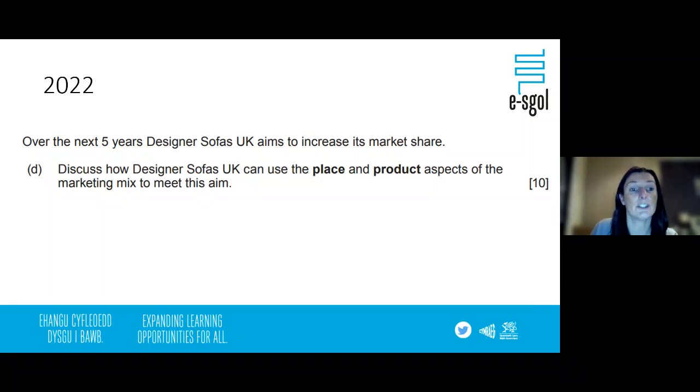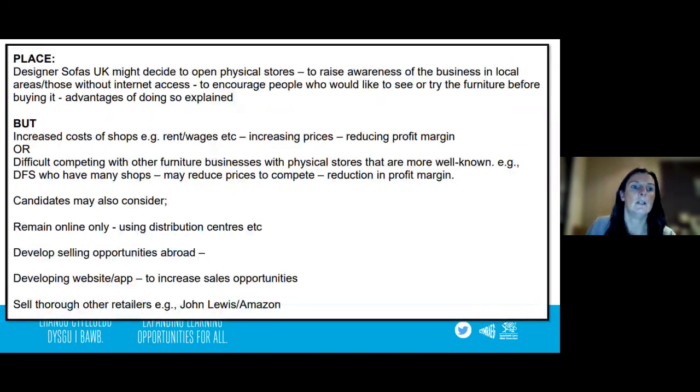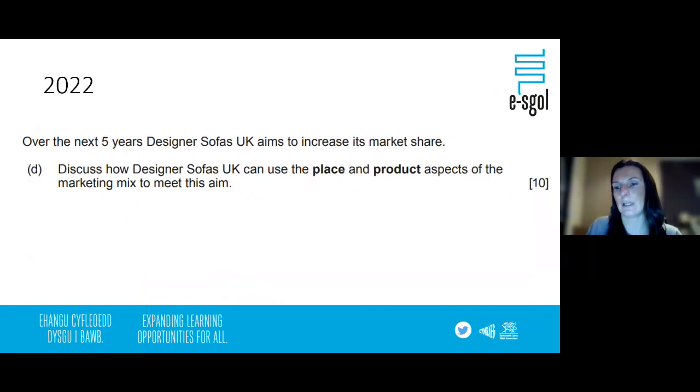So coming back to Designer Sofas UK, and this aims to increase its market share. So discuss how Designer Sofas UK can use the place and product aspect of the marketing mix to meet this aim. So you're looking at a 10-mark question here. So you're looking at at least a 3-paragraph kind of answer.